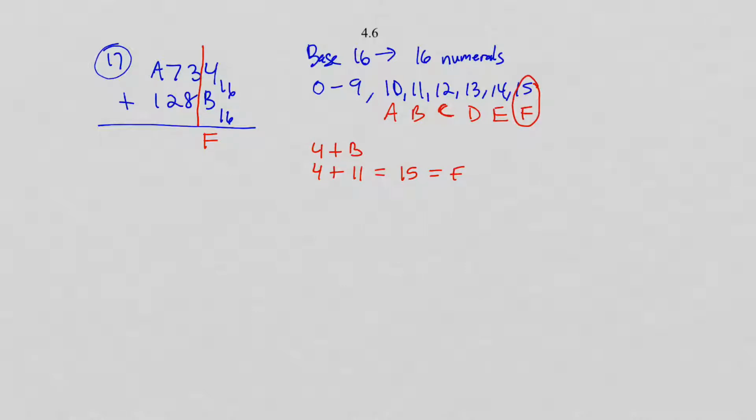Next, 3 and 8. Well, 3 plus 8 is 11. Okay, 11 items, but in base 16, as you can see right here, there's a B. So I cannot put 1 and carry the 1. I have not completed a set of 16s yet. Okay, then we take the next one.